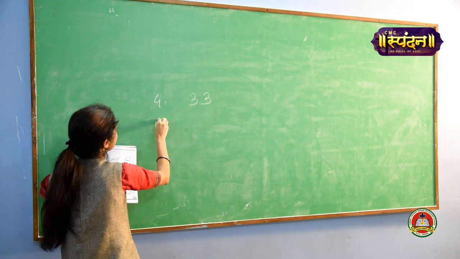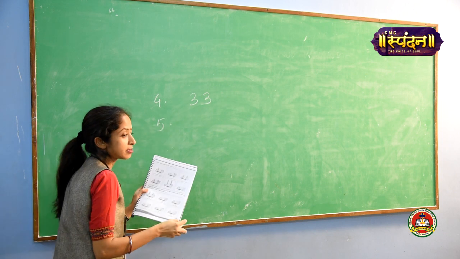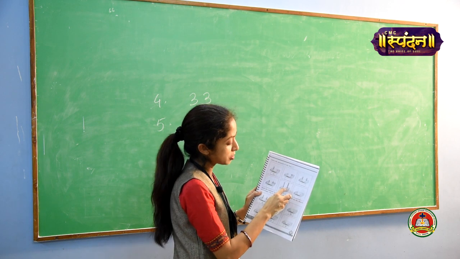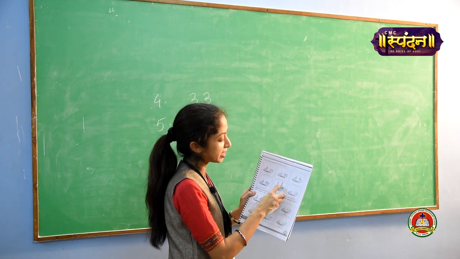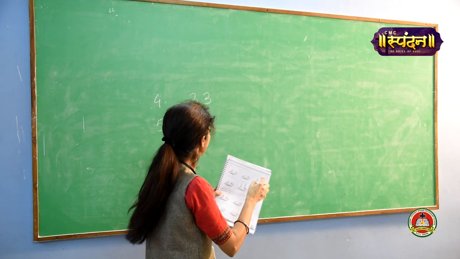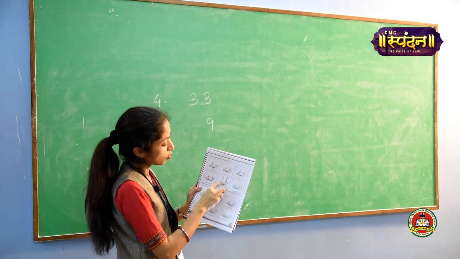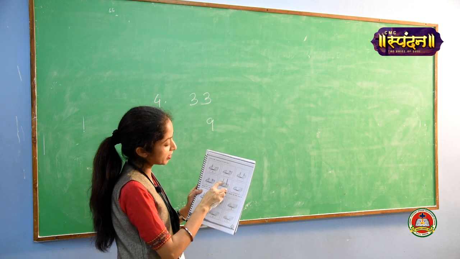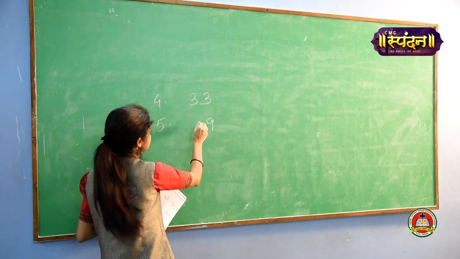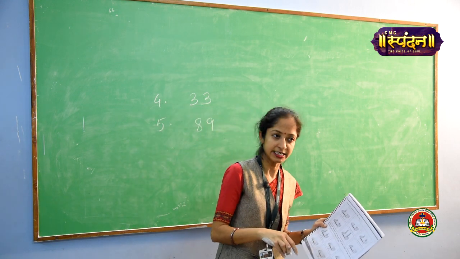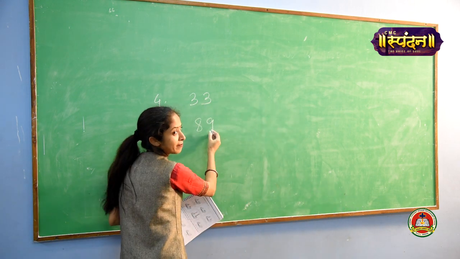Then number 5, we are going to count the balls on the spikes. First, let us start from one side. It is 1, 2, 3, 4, 5, 6, 7, 8, 9. Okay, we are going to write 9, and here the tens: 1, 2, 3, 4, 5, 6, 7, 8. It is 8. Students, always count the ones first and then the tens. Always begin from your right side.